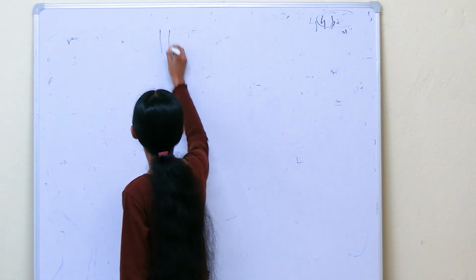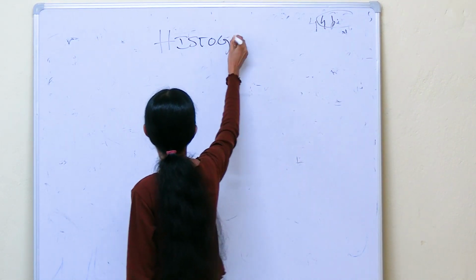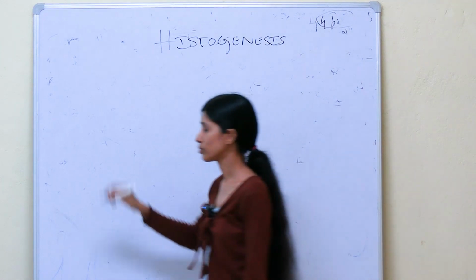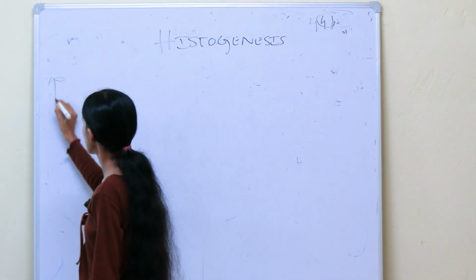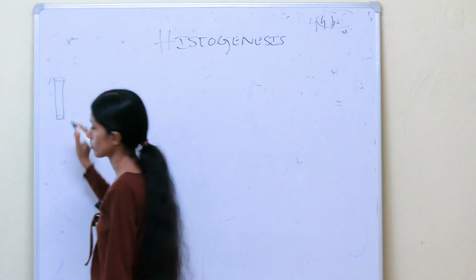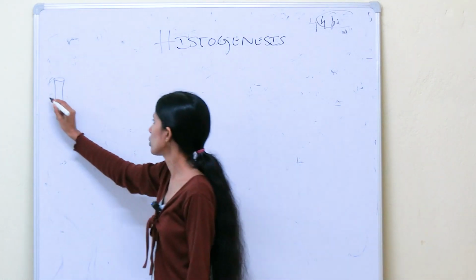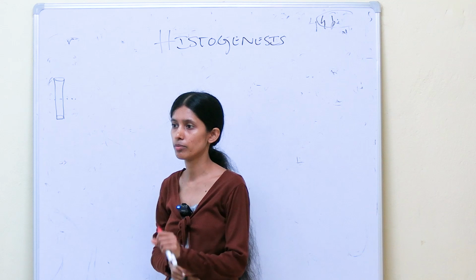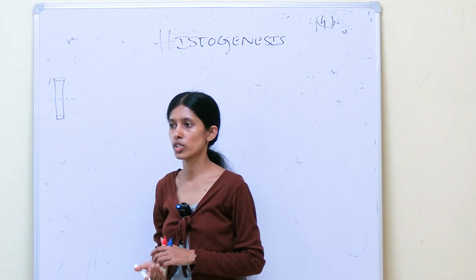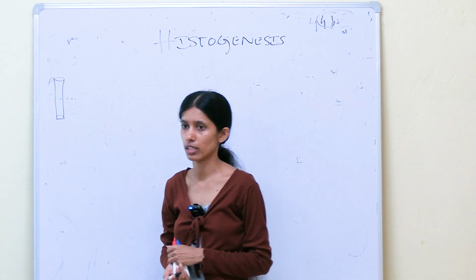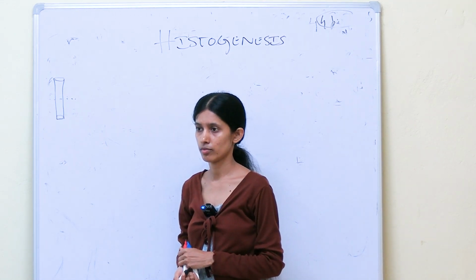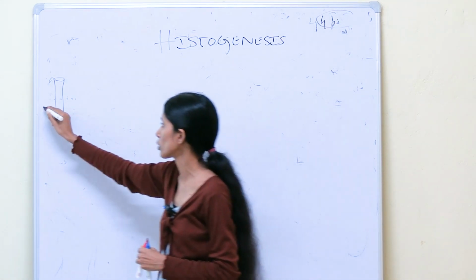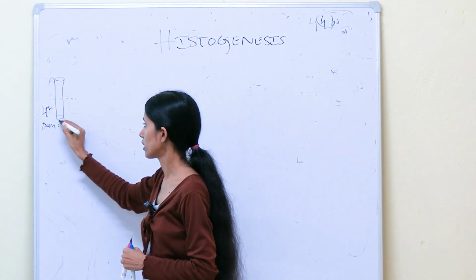So, the next topic is histogenesis. Okay. Remember, this is the neural tube. First, your neural tube will get attached at which somite level? The fusion of the neural tube takes place at which somite level? At the initial stage, the fusion of your neural tube takes place at the 4th somite level.